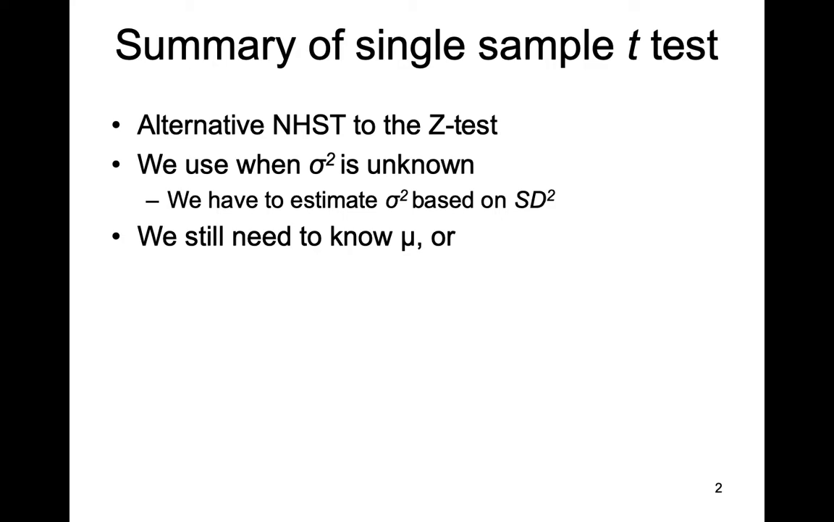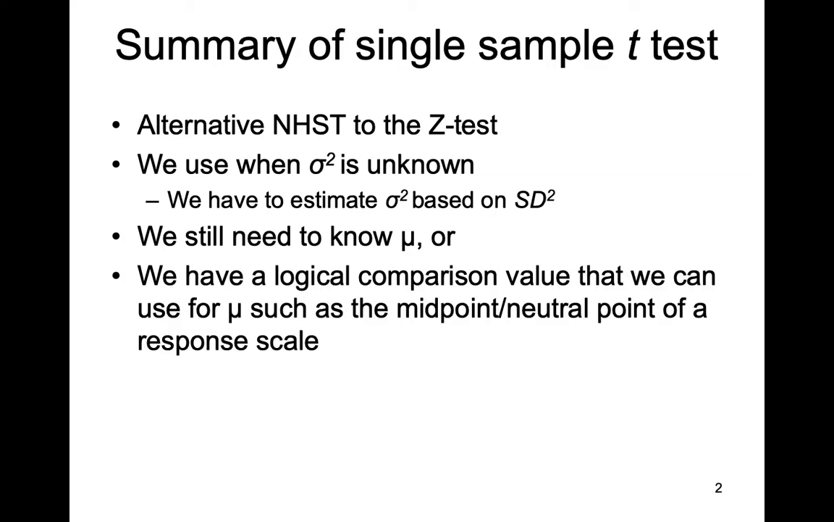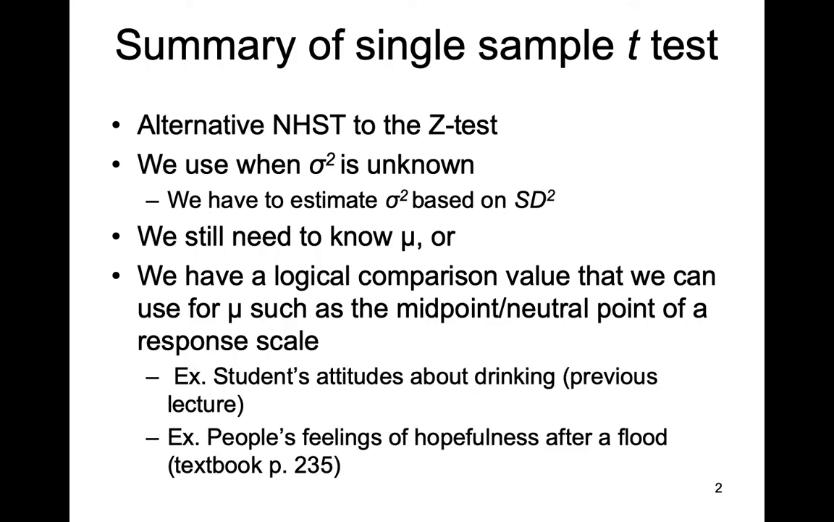So in order to do a one sample t-test, we still need to know a population mean, or we need to have a logical comparison value that we can use for mu, for example, the midpoint or a neutral point of a response scale on a survey or questionnaire. In the previous lecture, we gave an example of having a logical comparison value based on picking the neutral point from a response scale about students' attitudes towards drinking.